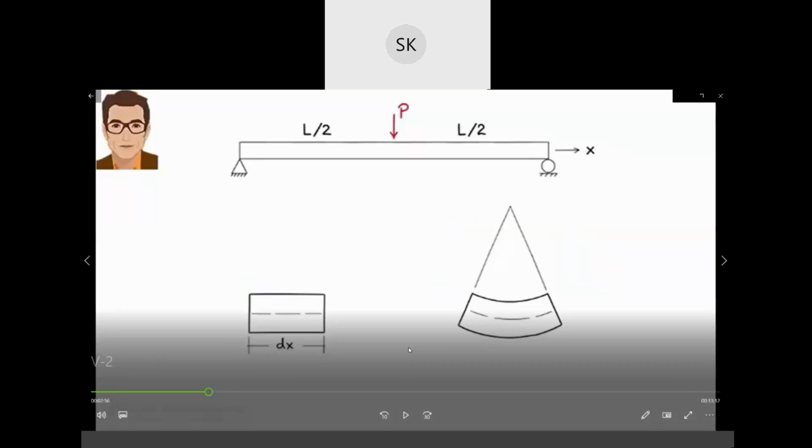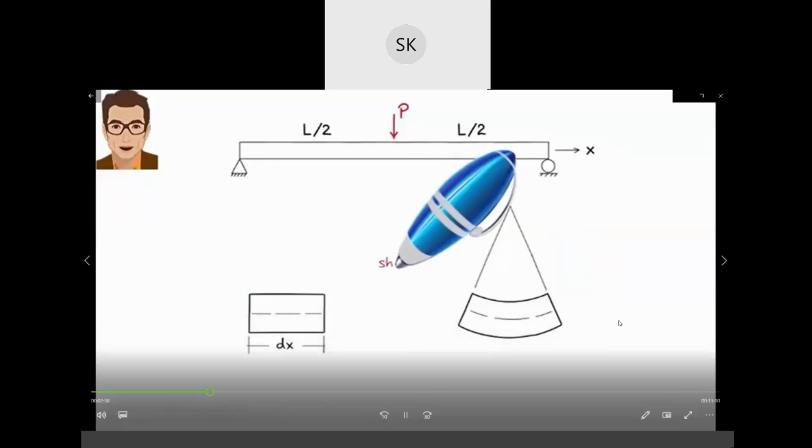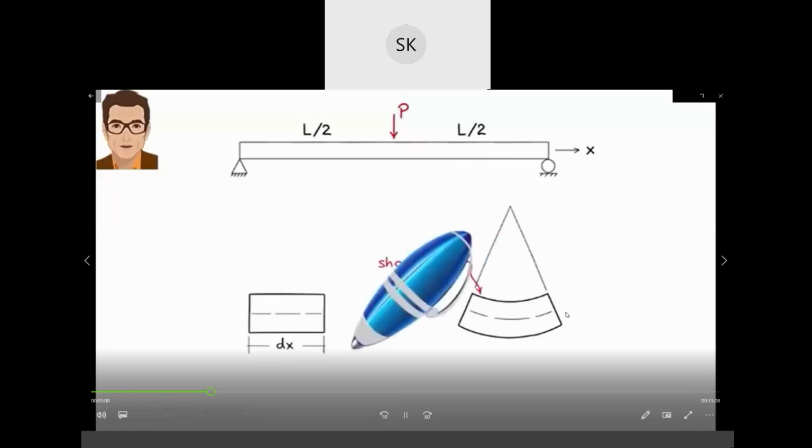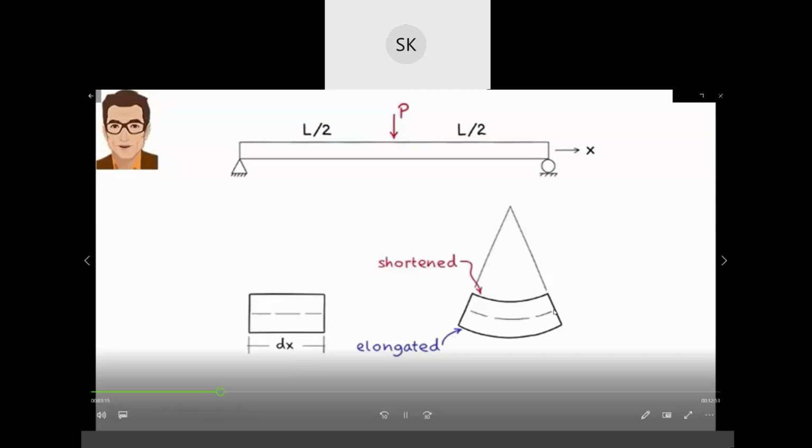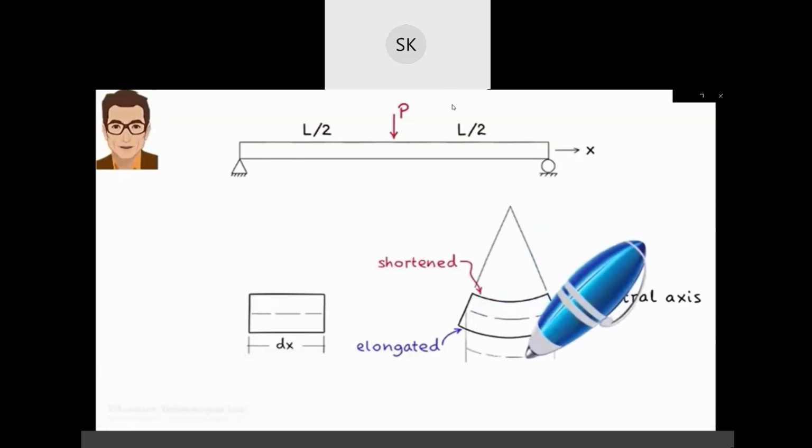Note how the top part of the element is compressed or shortened and the bottom part elongated. Since we are going from compression to tension, there must be a plane between the top and the bottom fibers that remains undeformed. In two-dimensional drawings, we refer to this plane as neutral axis. What is the length of the beam segment along the neutral axis? Given that this length does not change as the beam deforms, it must be dx.